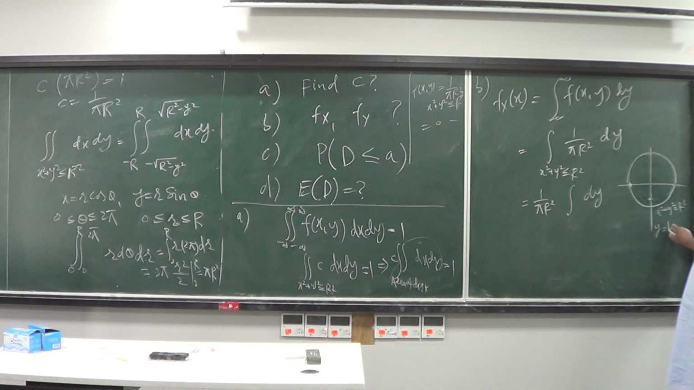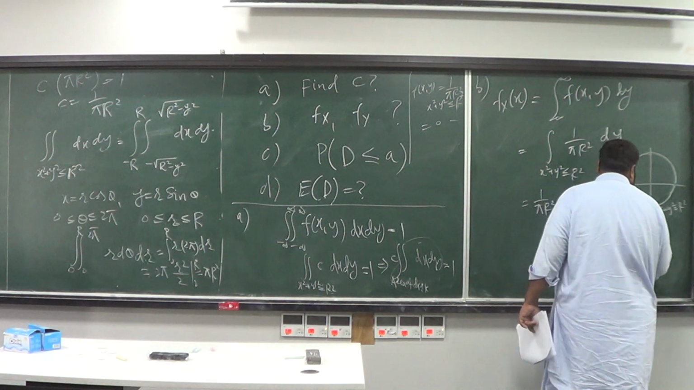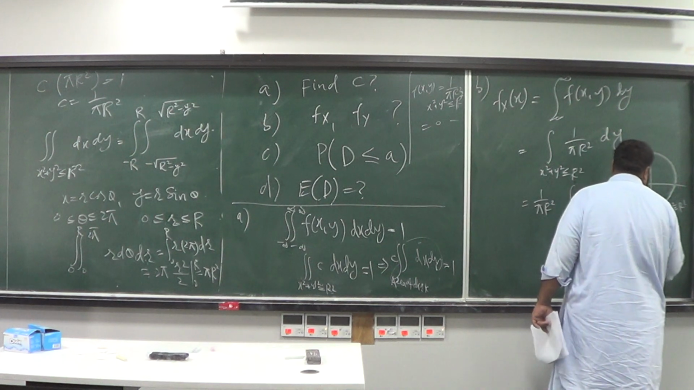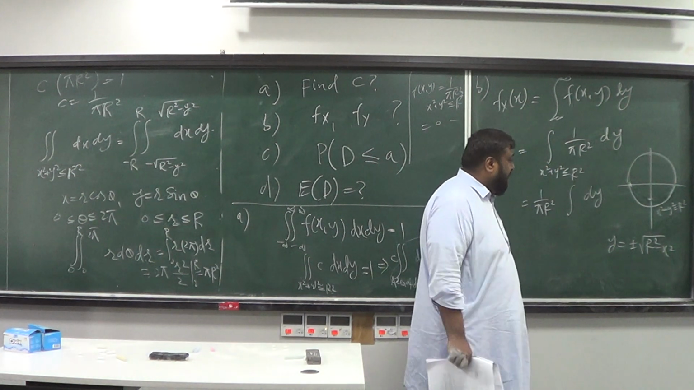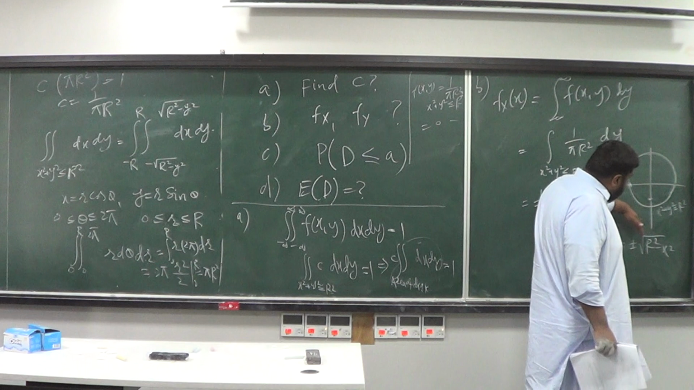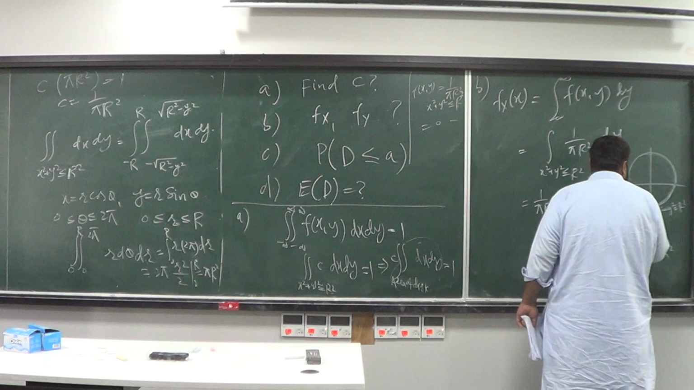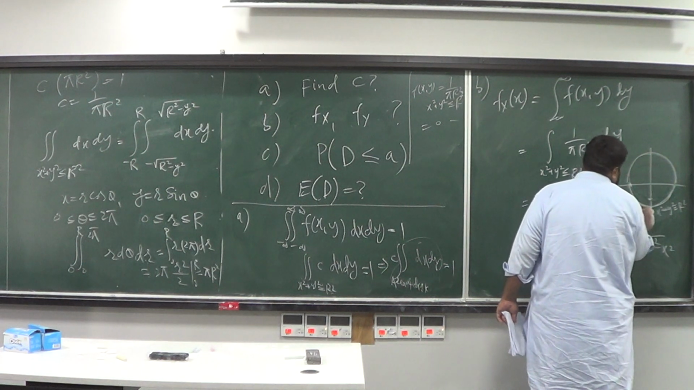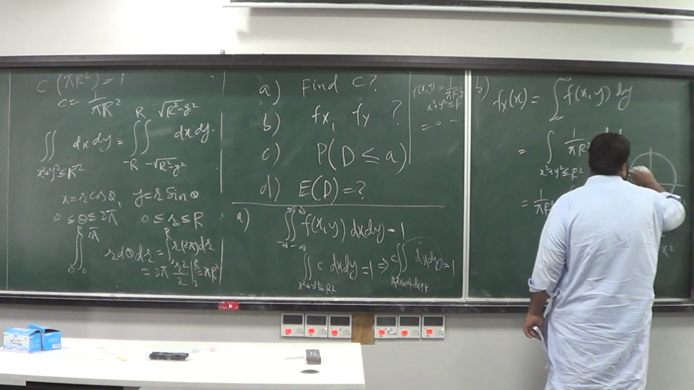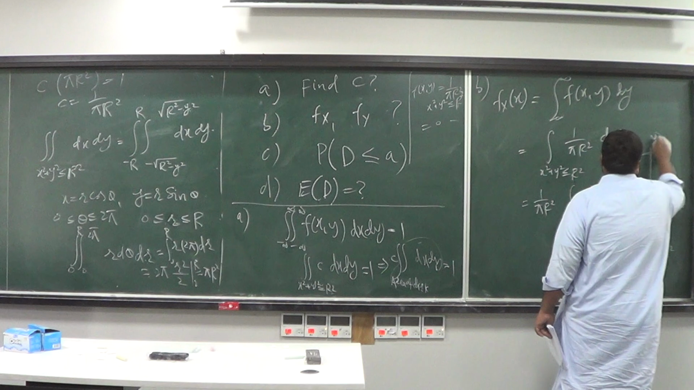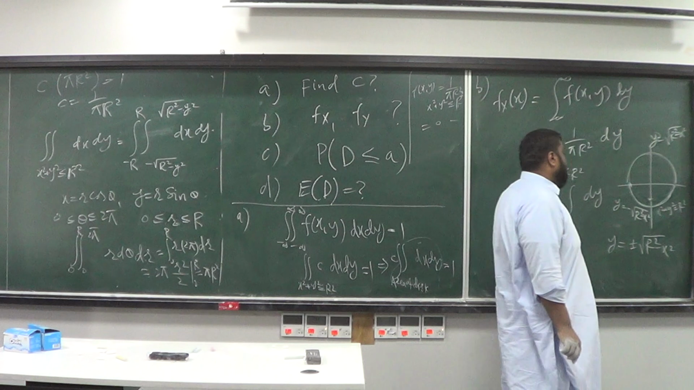So y is going to be r square. So y can be plus or minus the square root of r square minus x square. Now in this region, y is negative. So this means that this curve has the equation y equals minus square root of r square minus x square, and in this region y is positive. That means that this curve has the equation y equals square root of r square minus x square.